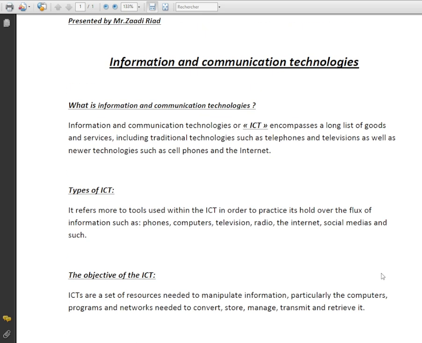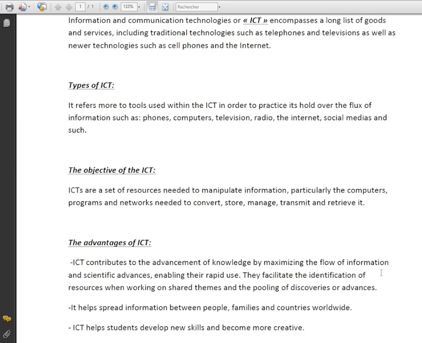For the second point, what are the types of ICT? It refers to the tools used within ICT to control the flow of information, such as phones, computers, television, radio, the internet, social media, and such. So there's more than one way to spread information between everyone, anywhere and everywhere we want. There is basically no end to the resources we've got to spread such information.